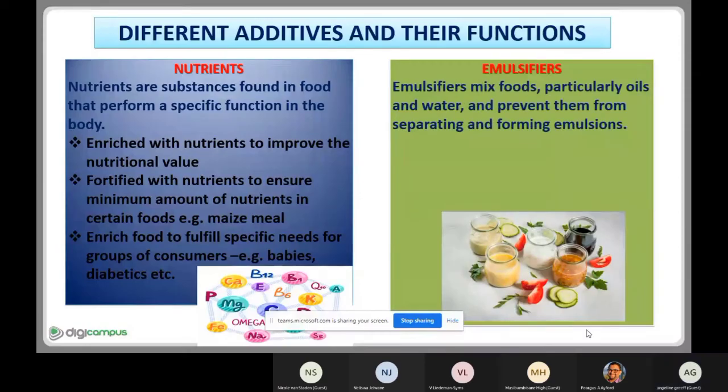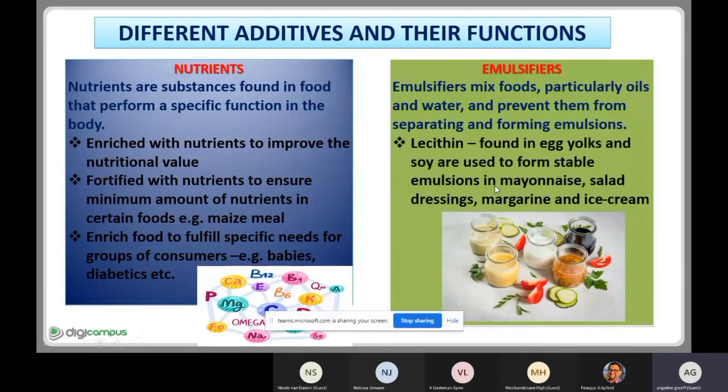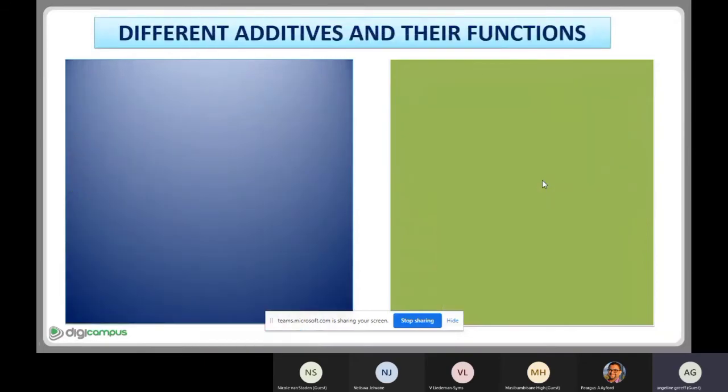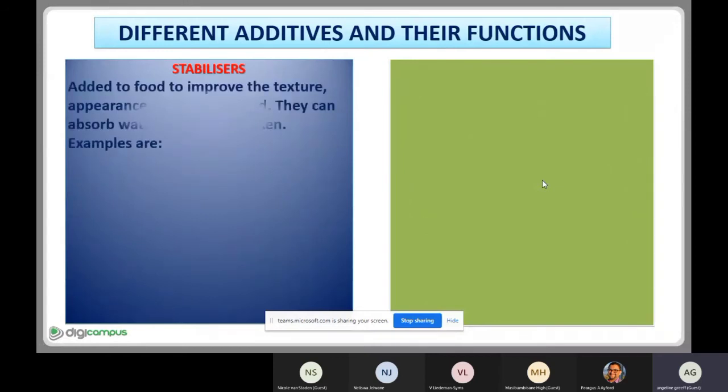Emulsifiers are added because they must keep two immiscible substances mixed. When we've got water and oil, that normally doesn't mix, so we need an emulsifier to prevent that from separating. You'll see when you have a look at your notes there, lecithin that's found in egg yolks and soy is used to form stable emulsions. Those emulsions are normally formed in mayonnaise, salad dressings, margarines, and ice creams. So you can see why it's important that you need to know the different additives, and then where they are used.